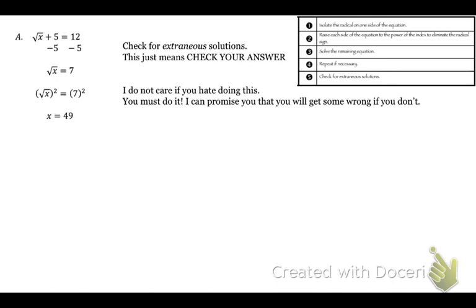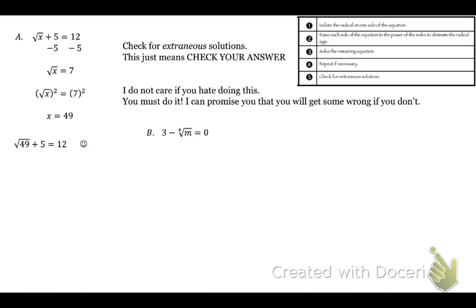I do not care if you hate doing this. You must do it. I can promise you that you will get some wrong if you don't. I'm very adamant about this, obviously. Check your answers, okay? So we're just going to plug it back in. Square root of 49 plus 5 equals 12, which is what we wanted it to equal, so good. My answer is 49.